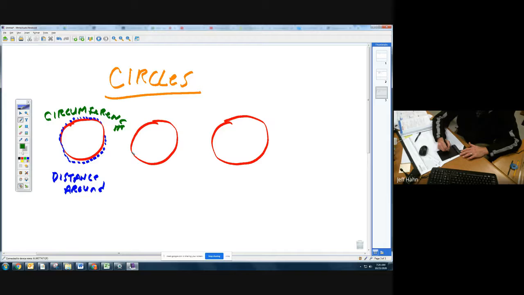Then we have the distance through a circle, all the way through. It's through the entire circle. It's called its diameter. Distance is its diameter, and then boys and girls, if you only go halfway from the middle of the circle to the outside, that is called its radius.